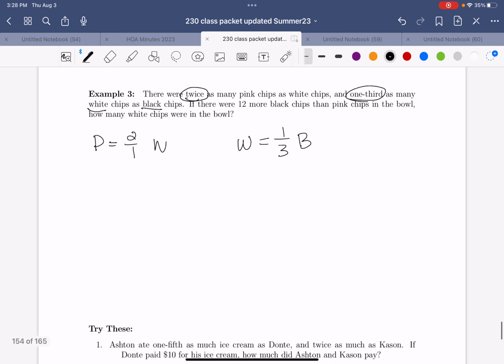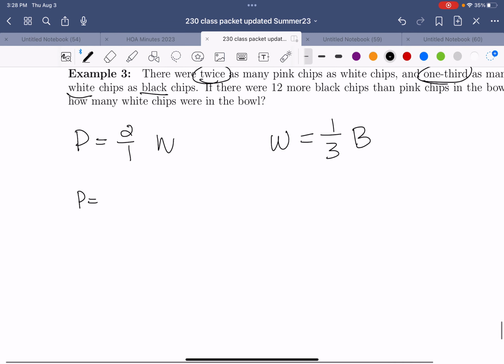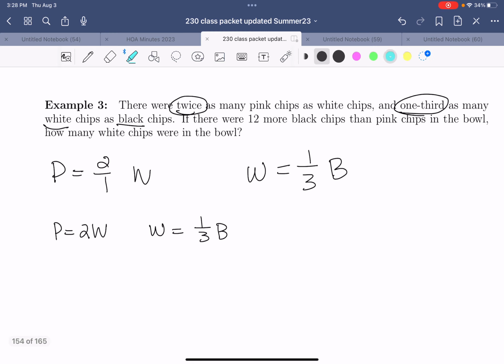And then I can take these two and kind of rewrite them. So I have P equals 2 over 1, which is just 2W. And W is equal to 1/3 B. Okay, I'm going to keep that for now. Then I'm going to go to my last statement here.